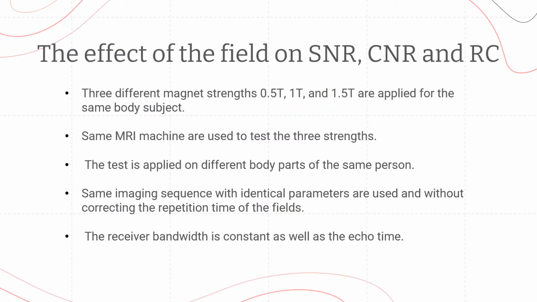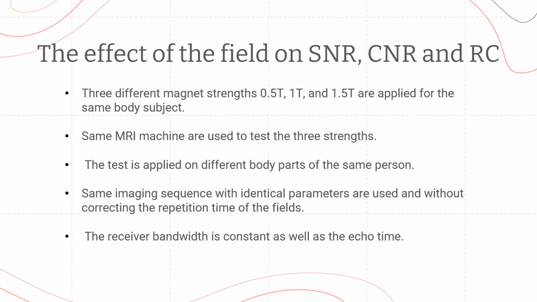The effect of the field on signal to noise ratio SNR, contrast to noise ratio CNR, and relative contrast RC. To see the effect of the field on the MRI signal, 3 different magnet strengths are applied for the same body subject. The strengths are 0.5 Tesla, 1 Tesla, and 1.5 Tesla. But there are some points taken into consideration before testing these strengths.